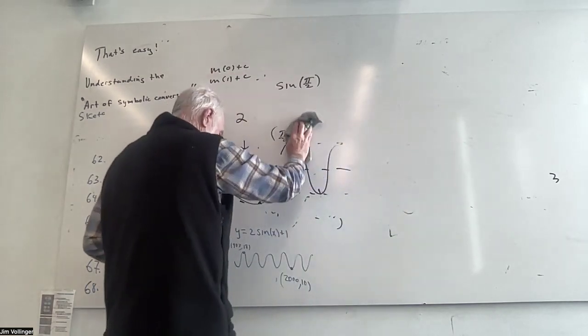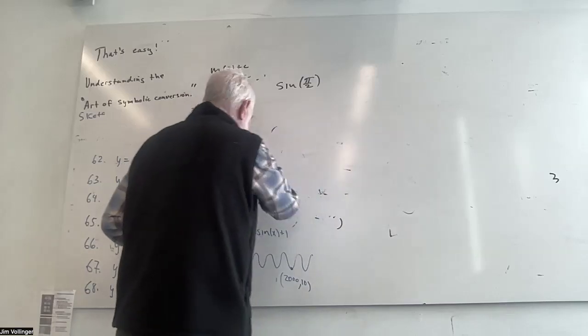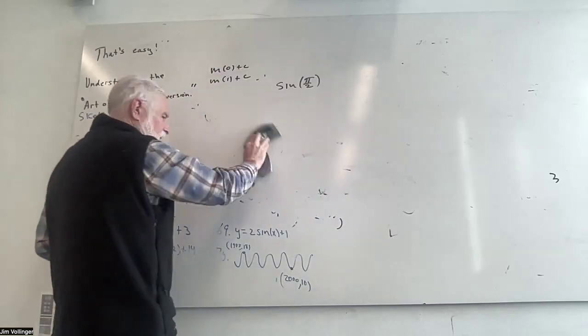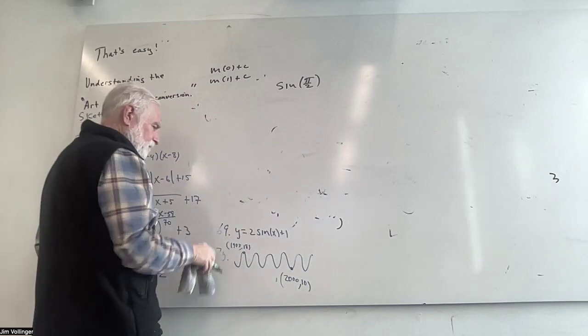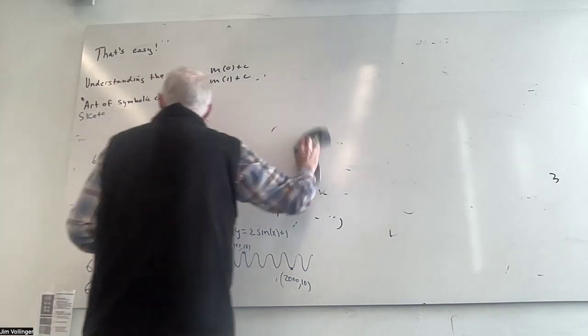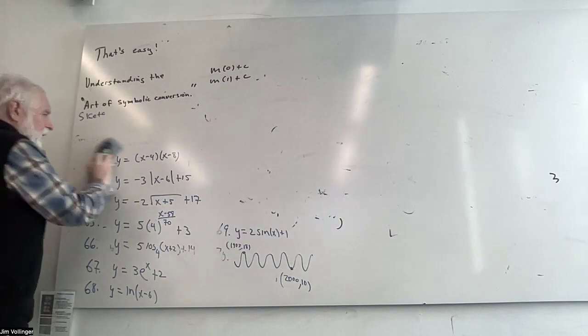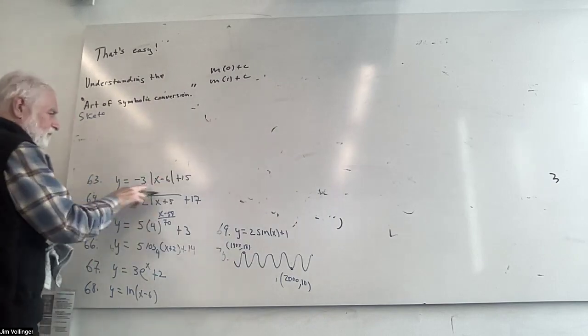All right, so now what's next? We're getting there. I think I did that one out of sequence. That was actually number 69. My apologies, I should be over here at 62. We did that. All right, so I see an absolute value.